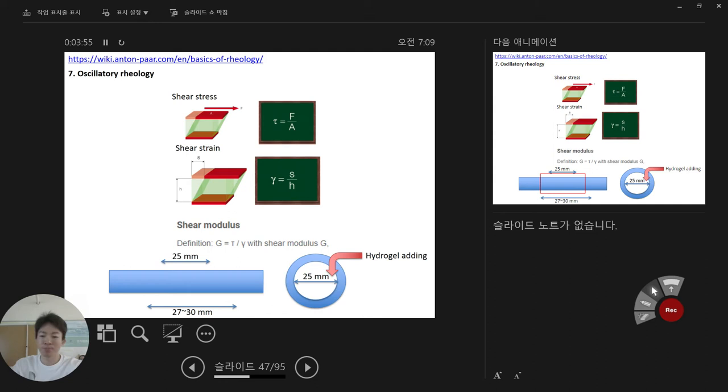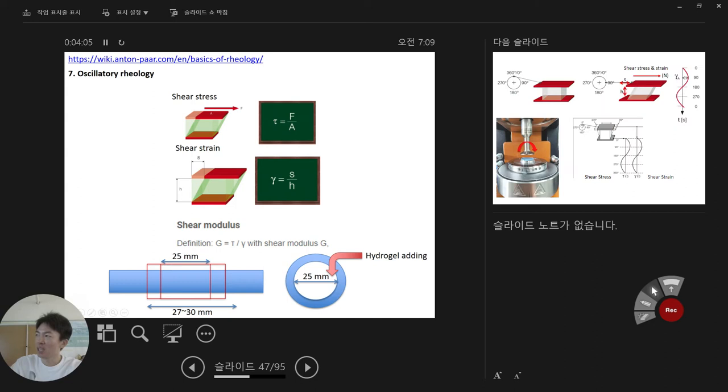Okay, so basically if we want to make some PDMS mold, you punch a larger diameter, let's say 30, and you punch again at diameter 25, and then you can make this kind of PDMS mold. And then you determine the thickness based on how much height of PDMS you pour, or you can cut by yourself. And then you can make this kind of hydrogel mold.